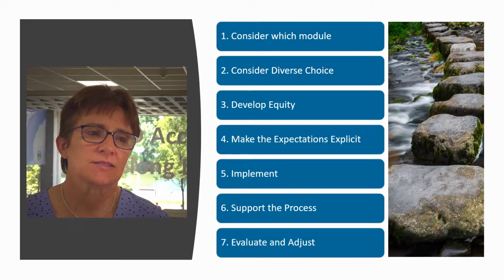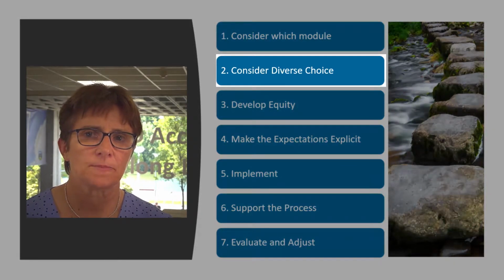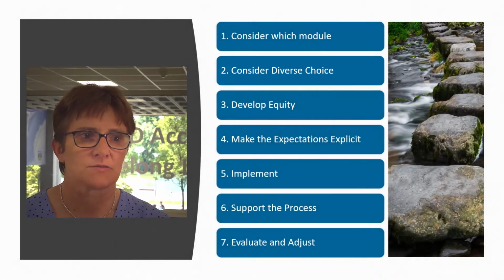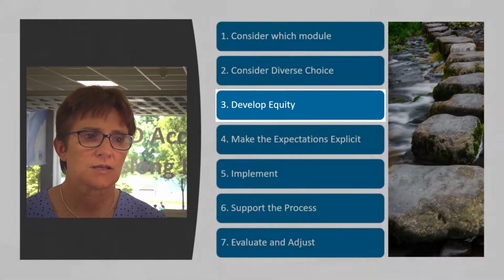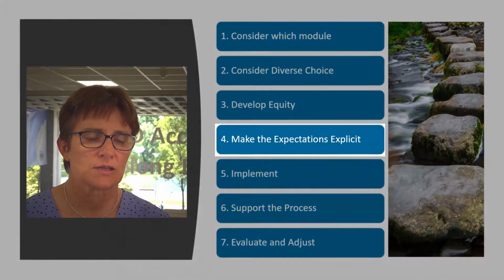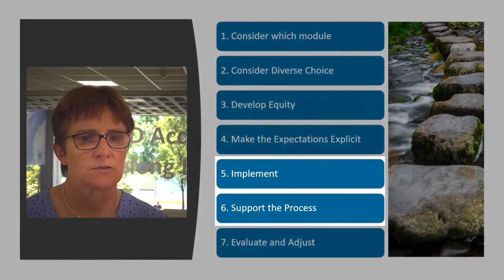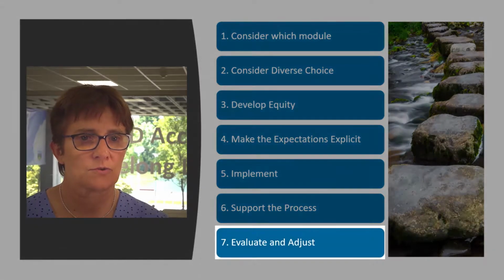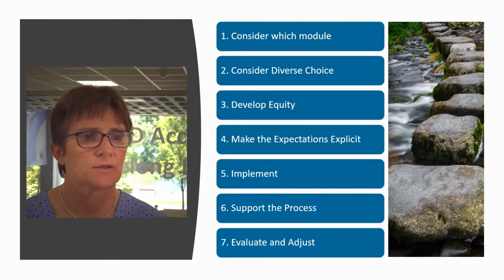The second step is to consider the choice. It is good to pick different choices, not choices that are very close, to have some diversity in that choice so the students can play to stronger and different strengths. There is a process involved in developing equity between the choices, but I'll come back to that. Then you need to make the expectations explicit. You have to be very clear to the students what the different types are. You then implement it, and you need to support the process. The final step is to evaluate and adjust, so as you learn about it, you adjust it for the following year. So there were 7 steps to the process.